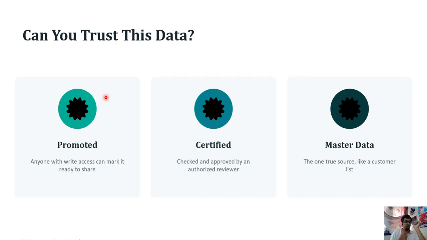Then comes the top label, which is master data. Master data can be provided to data which acts as a single source of truth, like a company's product codes and customers, etc. For top, very important information only, this master data label is provided. So these endorsement labels help us to pick the right data and decide which data to trust.